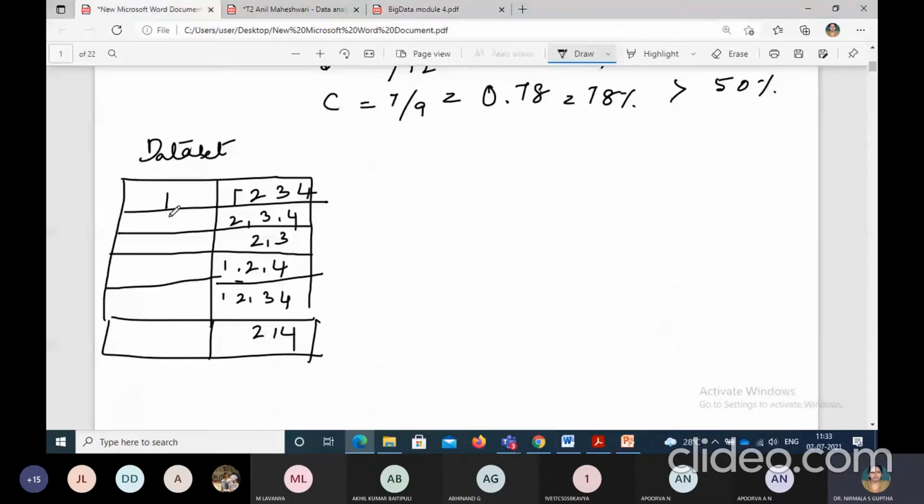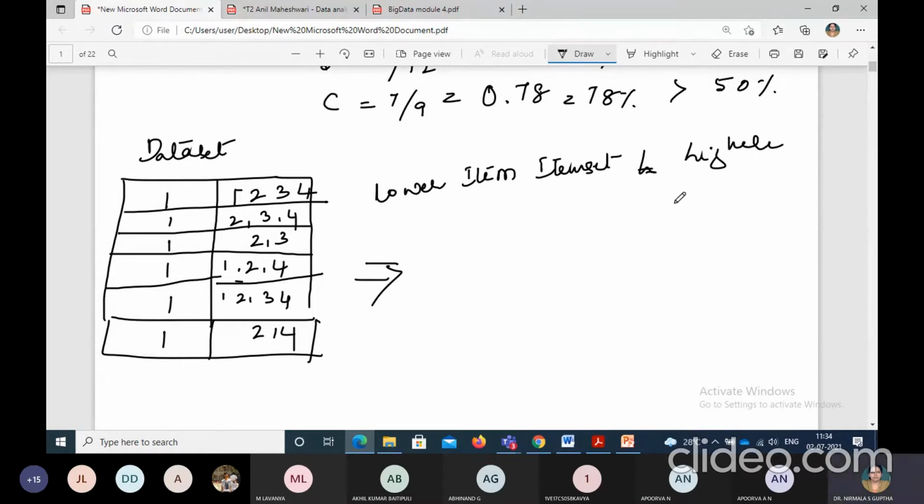Now let us try to solve this as we have solved for milk, bread, butter, ketchup, cookies. So the very first step is we go from the lower level to the higher level. So we try to derive the lower item set to higher item set, correct? Are you with me?